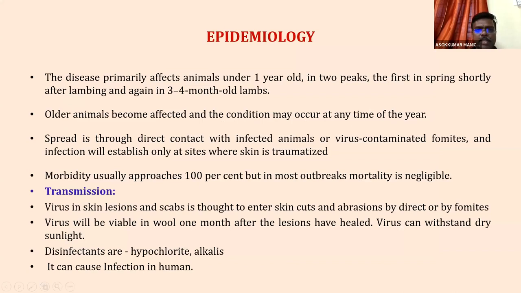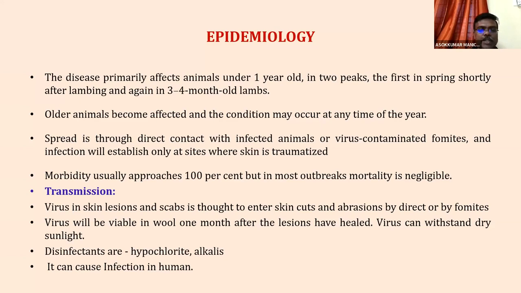The disease primarily affects animals under 1 year old. Among the small ruminants, young lambs and young kids are more susceptible, in two peaks. The first is in spring, shortly after lambing, when you can especially expect the incidence, and again at 3 to 4 months old. These viruses have tropism towards young animals. Older animals also have a chance to get affected, and the condition may occur at any time of the year, but the incidence may not be as much as in young animals.